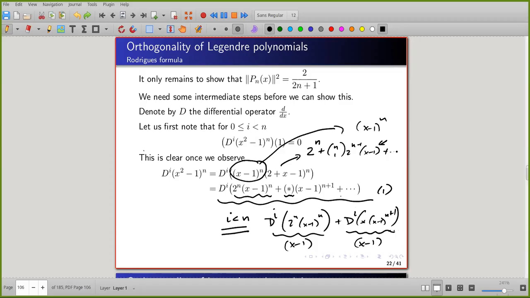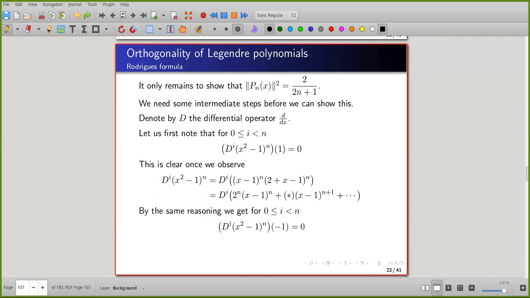So, the proof is really simple. So let's go ahead. By the same reasoning, we get that for i greater than or equal to 0 and strictly less than n, this d^i (x^2 - 1)^n at minus 1 is also 0.